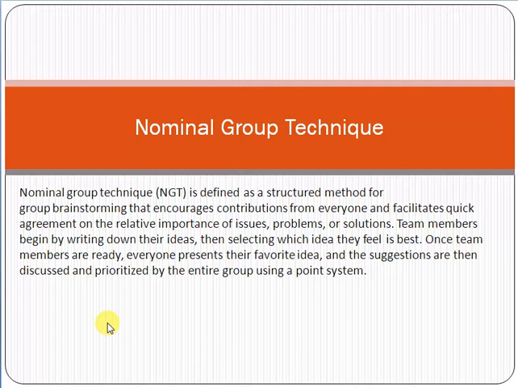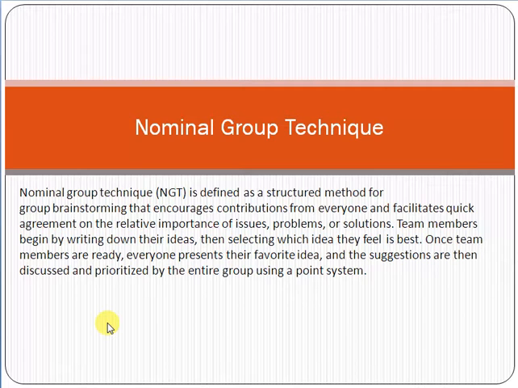So let's start. Nominal group technique. Friends, first of all, try to understand one thing: this is a topic which we have taken from the PMBOK, the Project Management Body of Knowledge, and this is purely a topic related to project management. So all the topics and discussion are basically related to a project. So what is basically a nominal group technique?